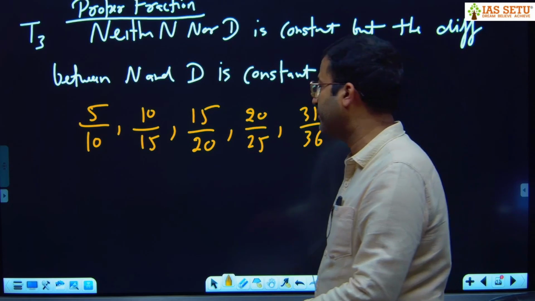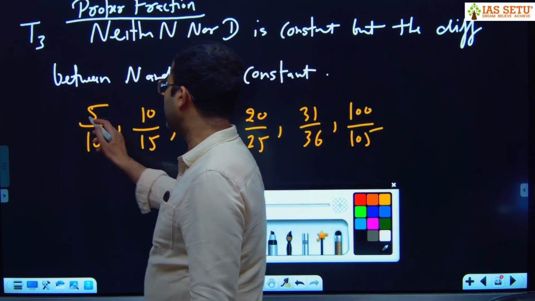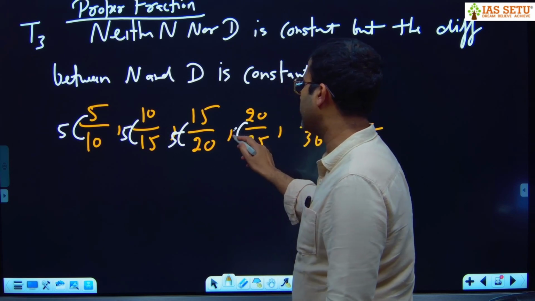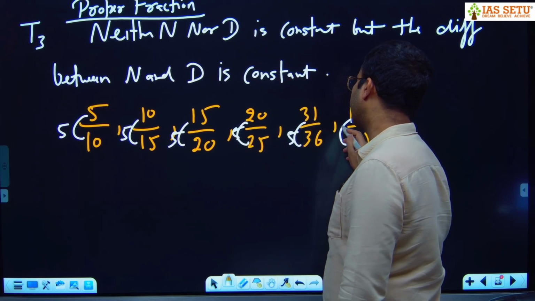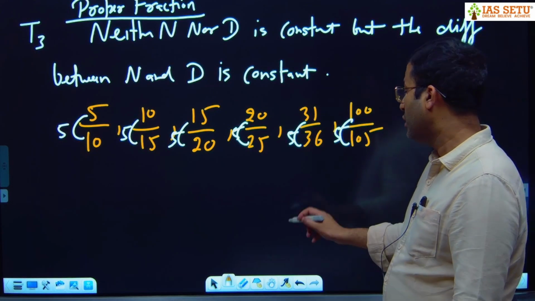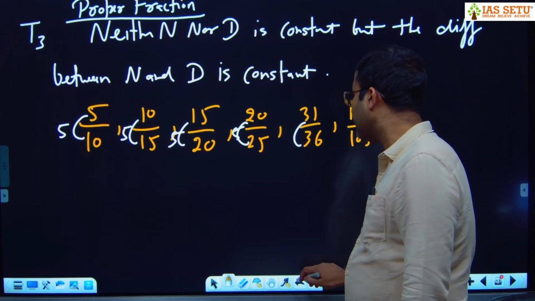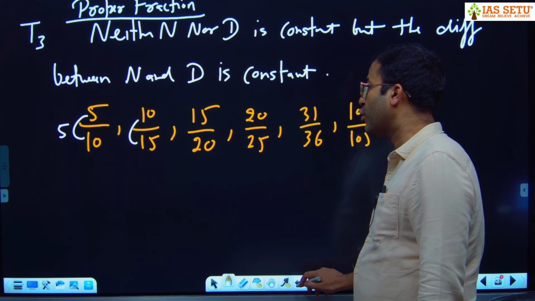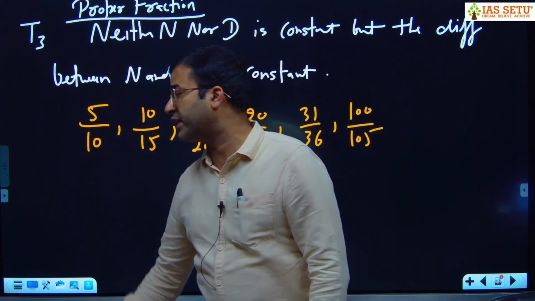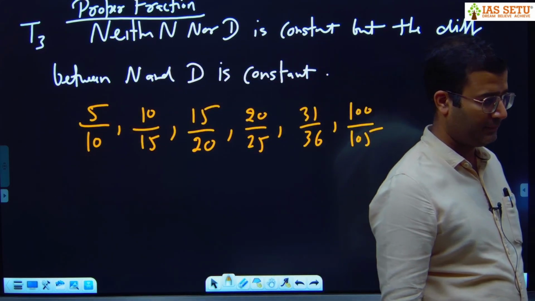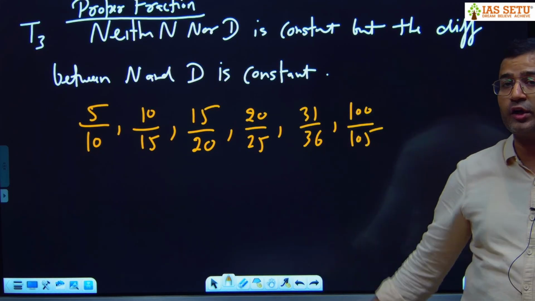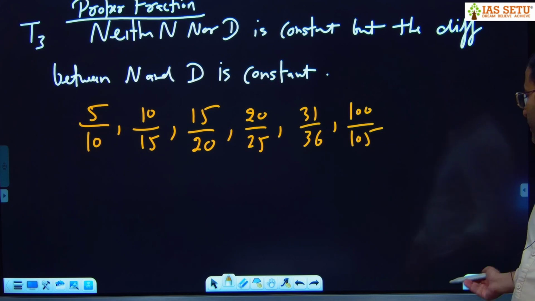But the difference between numerator and denominator is 5, 5, 5, 5, 5. So what is our type 3? Neither numerator constant nor denominator constant, but the difference between numerator and denominator is constant. In every question, you can see numerator and denominator have a difference of 5.